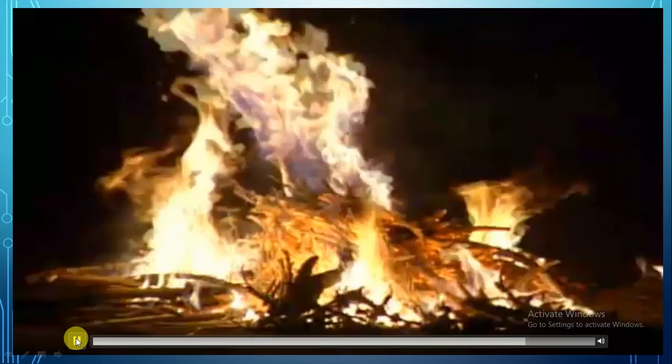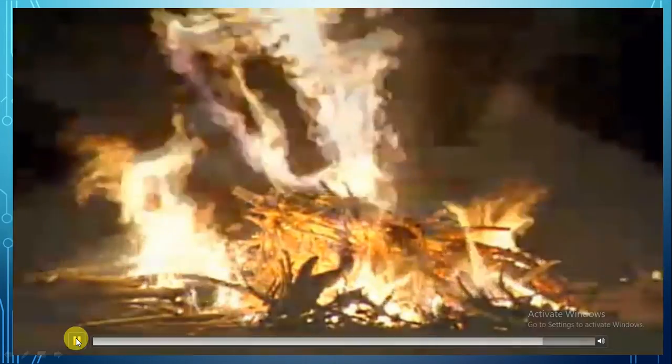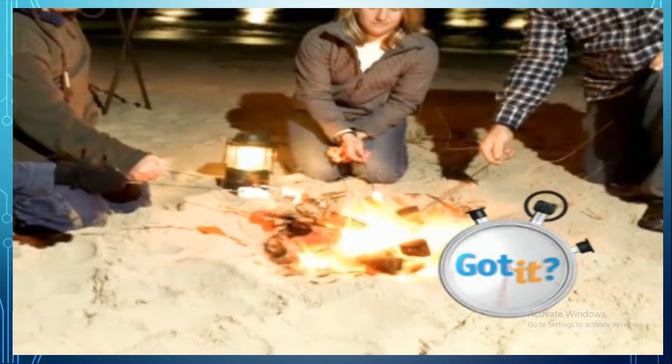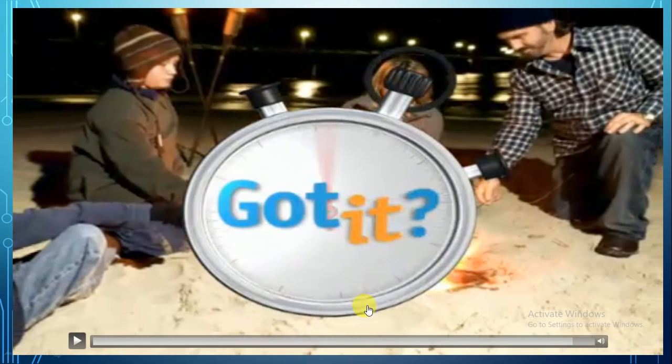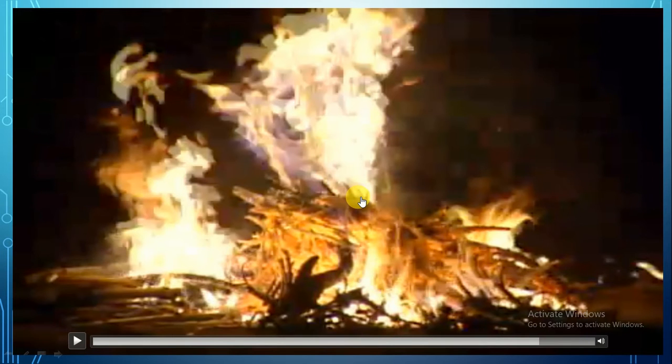This fire produces light, but it also keeps the campers warm with its heat. Fire is a chemical change, so it produces heat and light. Why is burning something a chemical change? Do you remember that?